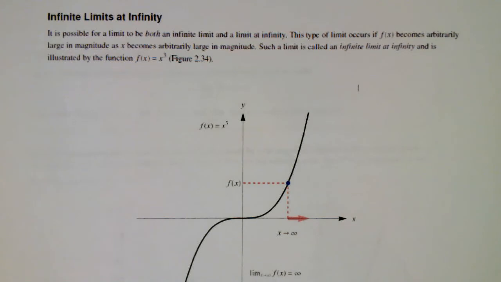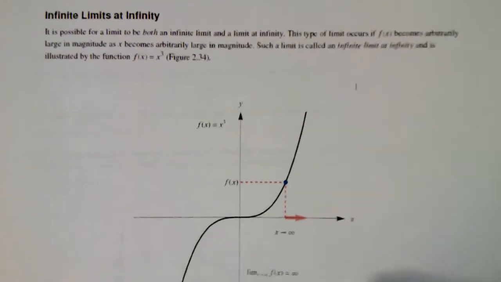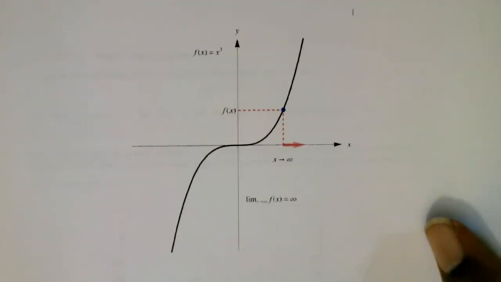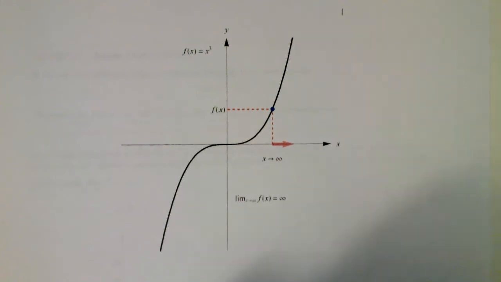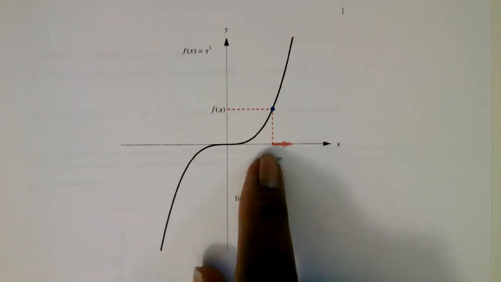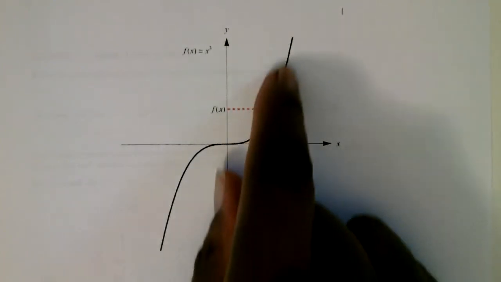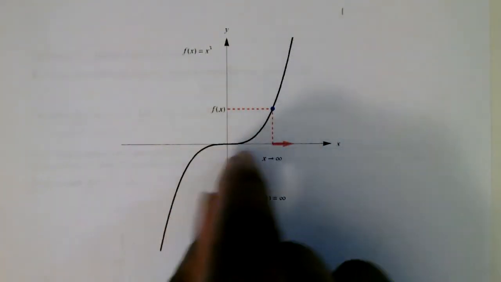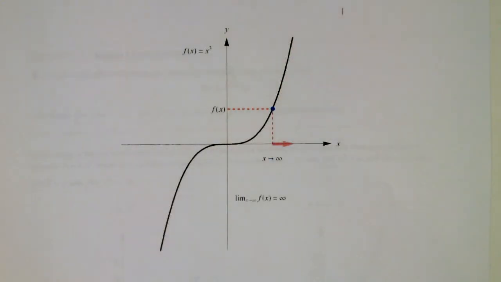right here for the function f of x equals x cubed. So here's the graph of the function f of x equals x cubed and what it looks like. Now, as you can see here, as x approaches infinity going in this direction, what's happening here is it's shooting off to positive infinity. So here, the limit as x approaches infinity of the function f of x is infinity. And not only that, we can also talk about negative infinity as well.